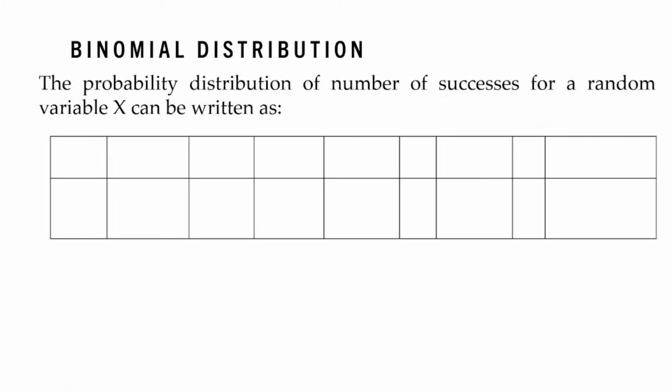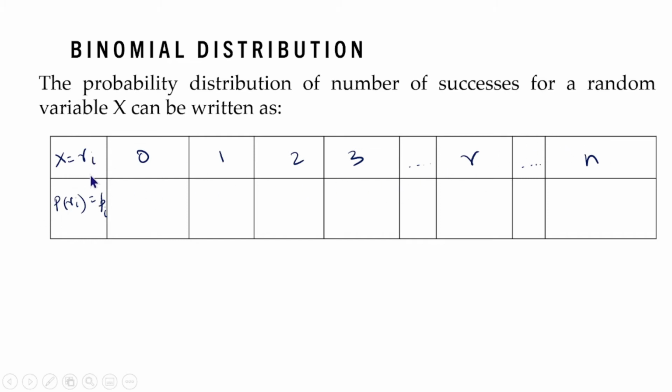Now we will see about binomial distribution. The probability distribution of the number of successes for a random variable x can be written as follows. Let us say we have the random variable x as ri and the probability of success ri is equal to pi. We already saw the various values which ri can take are 0, 1, 2, 3 up to n.